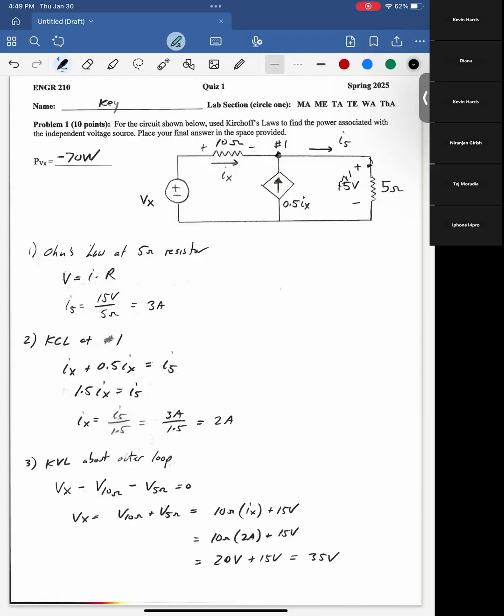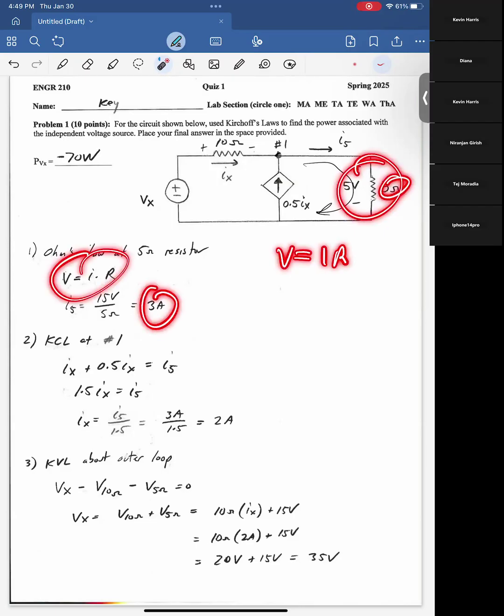To start, you can very straightforwardly find the current going through here because you have both the voltage across this resistor and its value, V equals IR. Right here, you find that this is 3 amps.